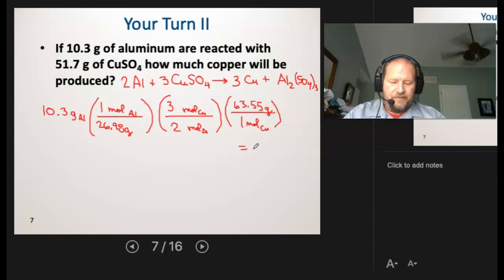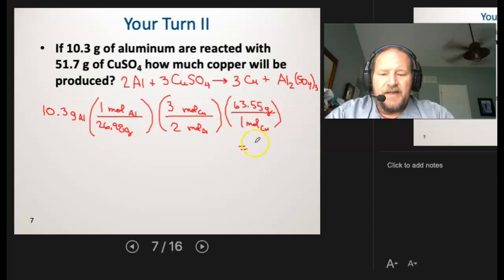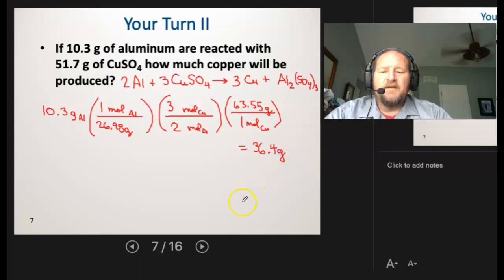We have 10.3 divided by 26.98. Multiply that by 3, divide by 2. Then we're going to multiply that by 63.55. And that gives us 36.39. So we're going to round that up. We're going to have 36.4 grams. Now that's how much product we would make based upon the aluminum.